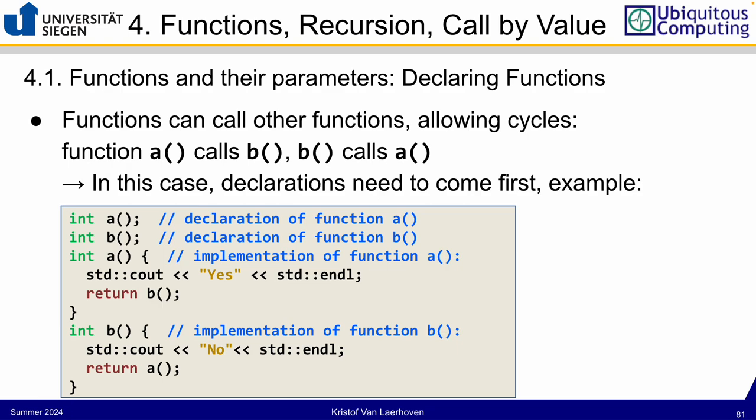And only that way. You can't immediately implement or declare and then define those functions. So leaving out the first two lines here, int A brackets, int B brackets, that would not be possible. But like this, C++ knows as soon as you define what is happening in the function A, it is possible to call a function B, right? And this would indeed work. And if you compile this and execute, it will basically say yes, no, yes, no, yes, no, endlessly.